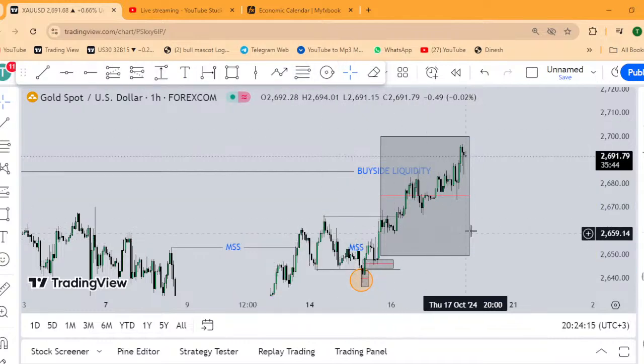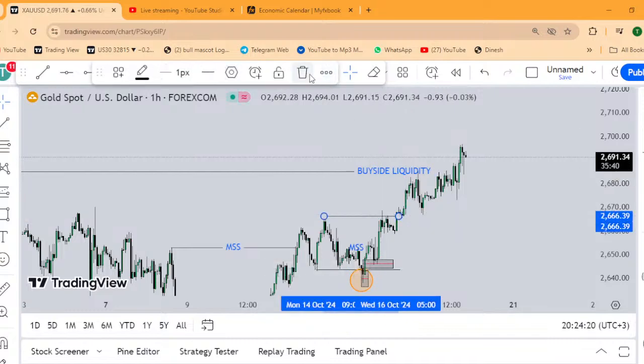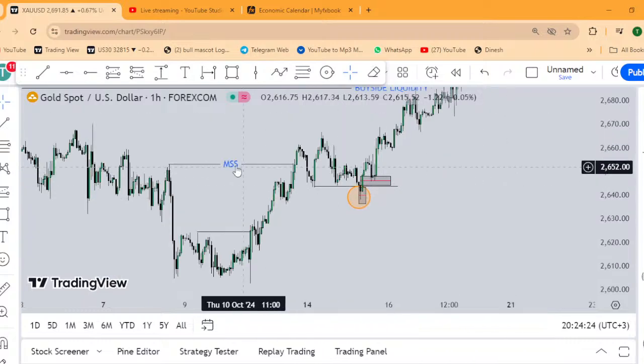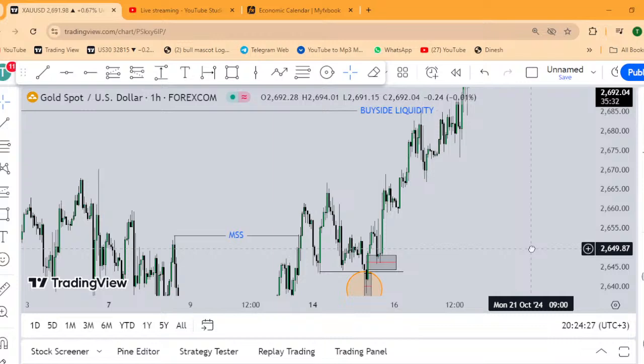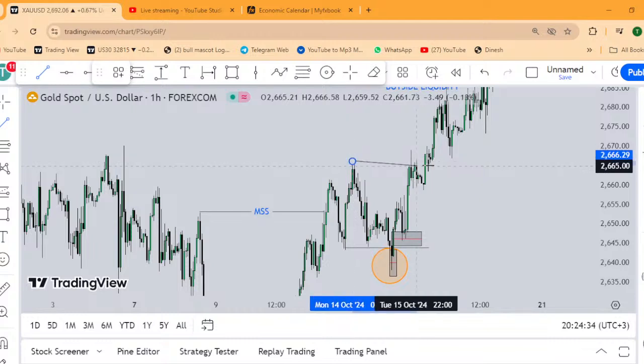So if I can delete this, I delete this. So after price making a market structure shift, we are focusing on significant breaks of market structure. So this is a significant BOS.